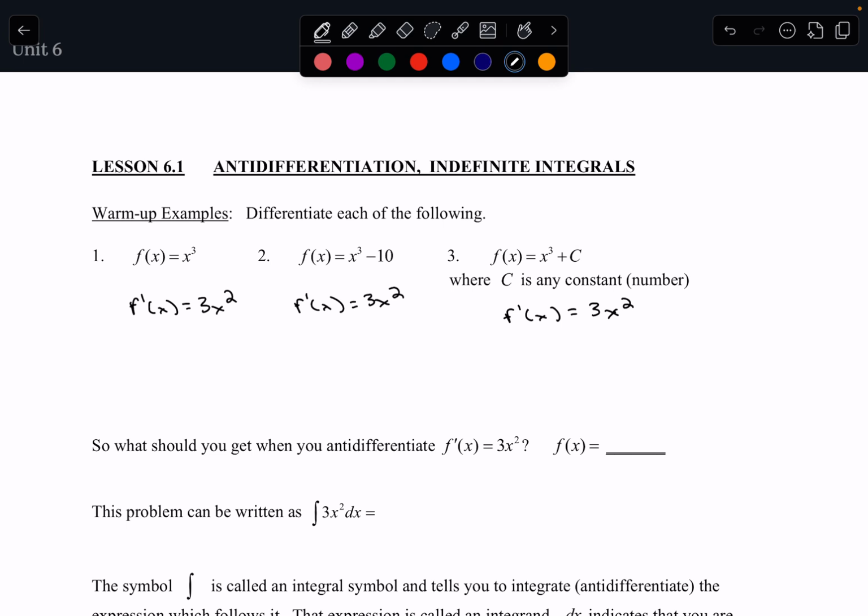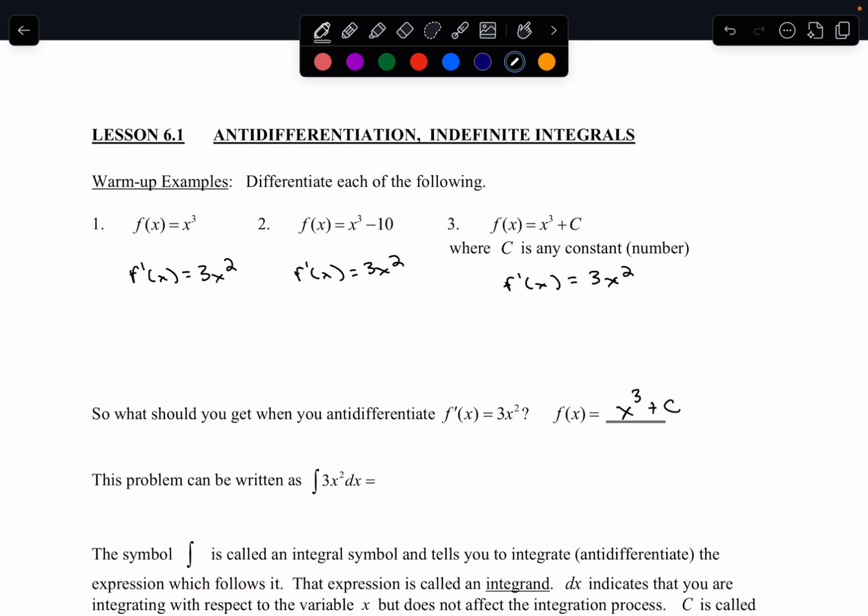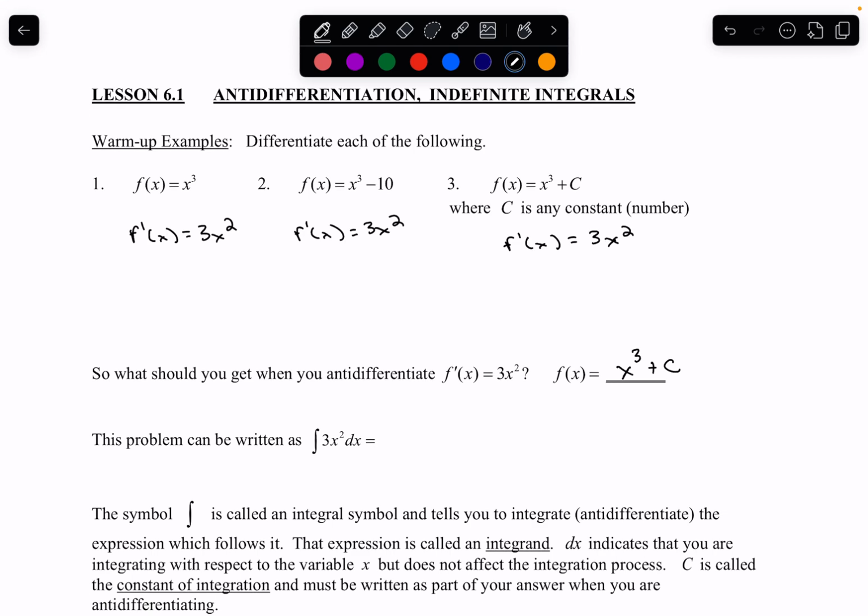So when I go backwards, I know that the integral of 3x squared is going to be x cubed, but I don't know what number came after that. So we just call it c. That's just a constant. We don't know what it is. Sometimes it gives us information so that we can figure out what that number is. But when we anti-differentiate, we always need to make sure that we put that plus c at the end of our integral. So you can rewrite this problem as the integral of 3x squared dx equals x cubed plus c.